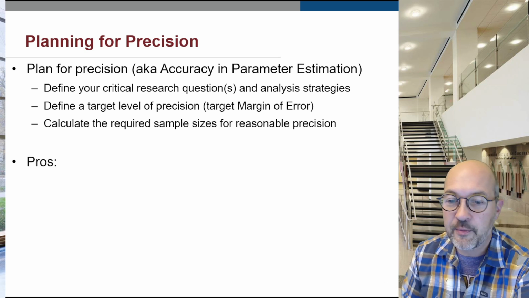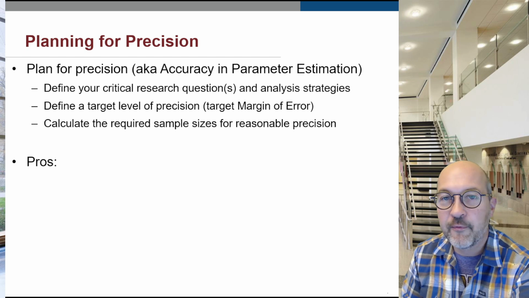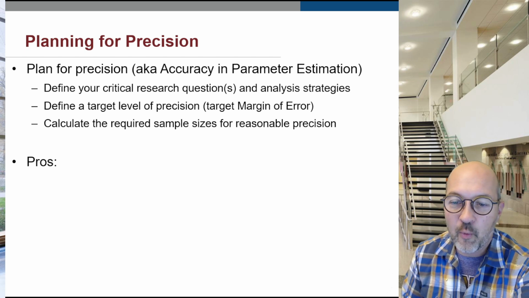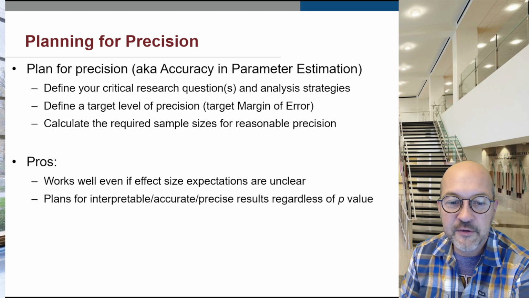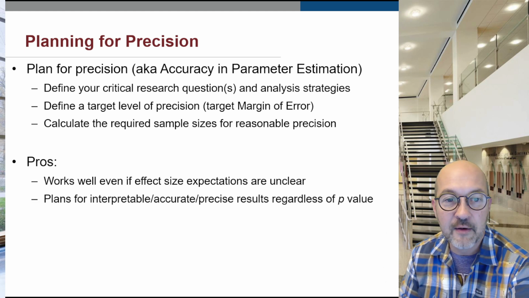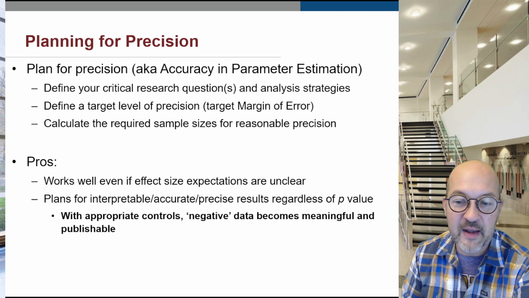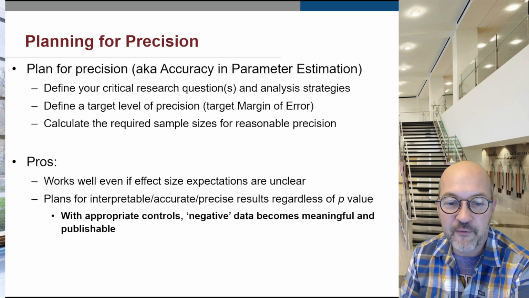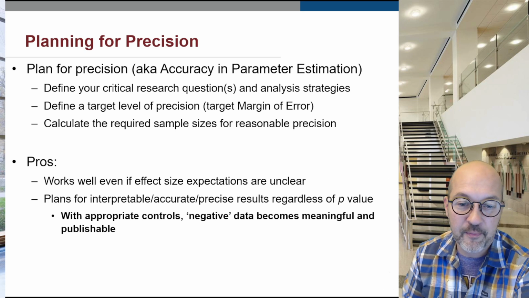The planning for precision approach is my preferred way for planning studies. It's pretty intuitive, even for those who don't love statistics. It works well even if you don't have very clear expectations about effect sizes. It also helps you make so-called negative data more interpretable. You can prove that the effect is smaller than anyone would want to further study. There are versions of this approach for both frequentists and for Bayesians. It's also easy to evaluate after the study. If you find an effect, but it's similar in size to the margin of error, your sample size is inadequate.